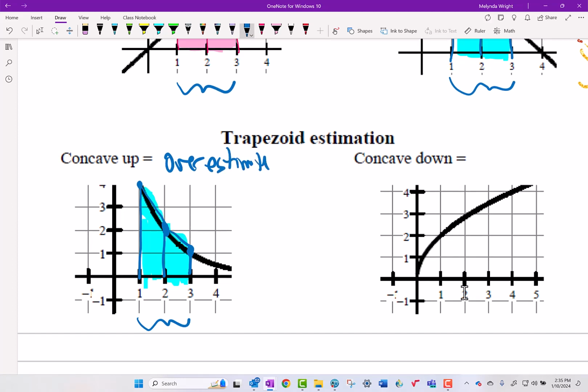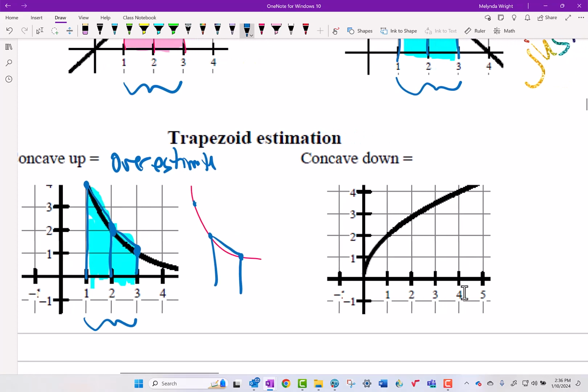Because since we're curved this way, the parts like this will be more apparent. Let's say we had a trapezoid right here. You can see this little part right here would be over. It would be above the curve. We want the area under the curve, not the area above the curve. And so when it curves up like that, we have a slight overestimate.